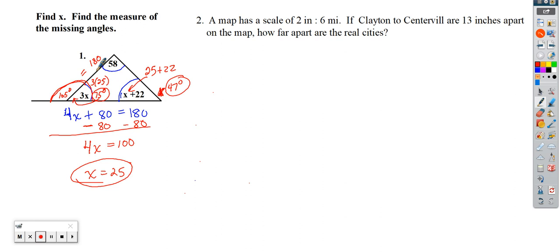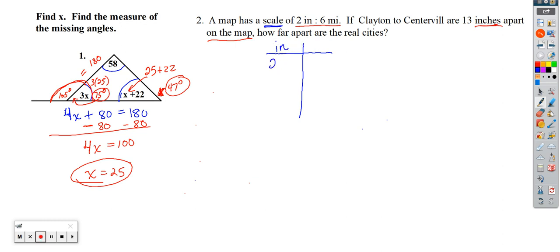Number 2, it says a map has a scale of 2 inches for every 6 miles. If Clayton to Centerville are 13 inches apart on the map, how far are these real cities? So we have the distance on the map. We want to find the distance in actual miles. We always start with the scale.